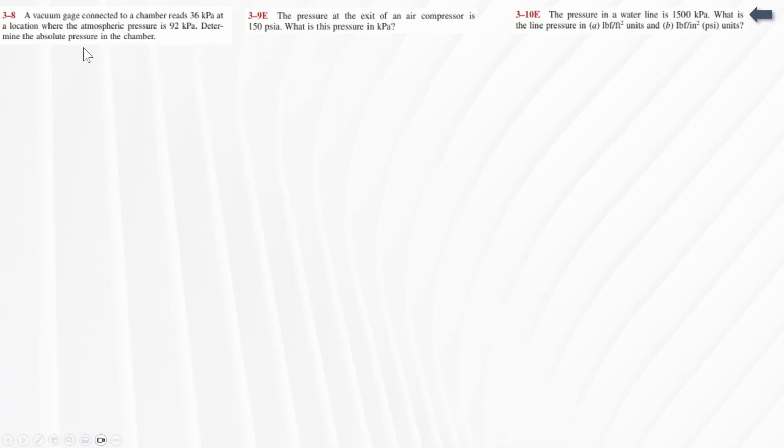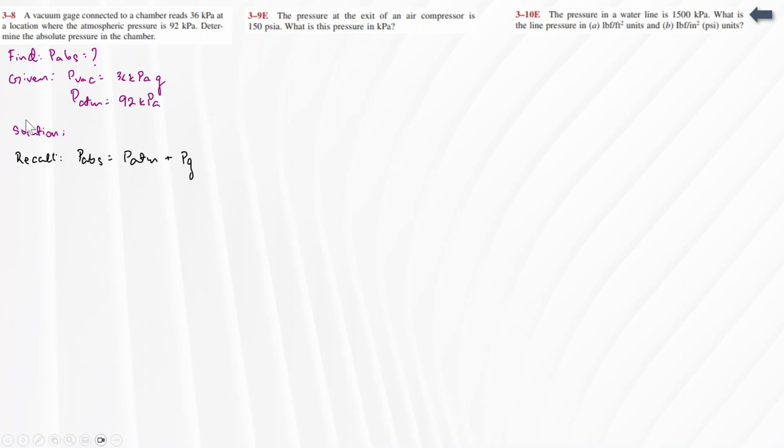Like I've said previously in our face-to-face lecture and in my pre-recorded lessons, I mentioned here vacuum gauge. So you know very well that when you write this in an equation, it's going to be negative 36. And given your atmospheric pressure, this is 92 kilopascal, and we're just being asked to find the absolute pressure in the chamber. See how I wrote it. P vacuum 36 kPa. You could write the G here to indicate that this is gauge. When you write this equation, it's going to be negative.